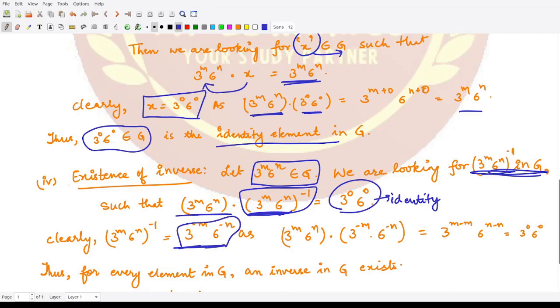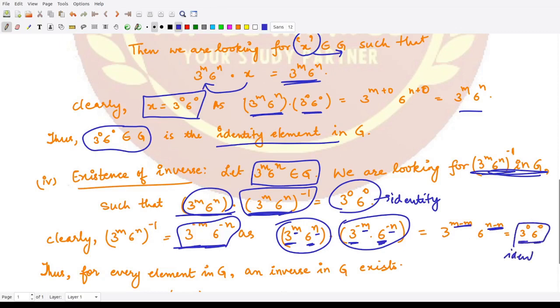Why? Because if you multiply the given element 3 raised to power m, 6 raised to power n with the element 3 raised to power minus m into 6 raised to power minus n, because we have the same base, the powers add up. So it is m minus m, and here also the bases are the same, so the powers add up, n minus n. So it would be 3 raised to power 0 and 6 raised to power 0, which is your identity element. So for any arbitrary element 3 raised to power m, 6 raised to power n, its inverse is 3 raised to power minus m and 6 raised to power minus n.